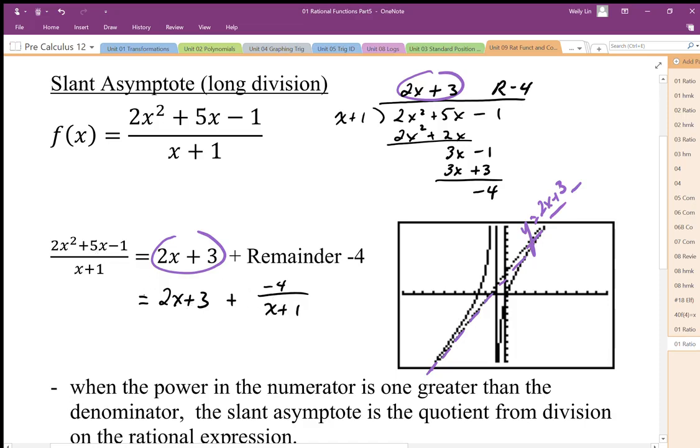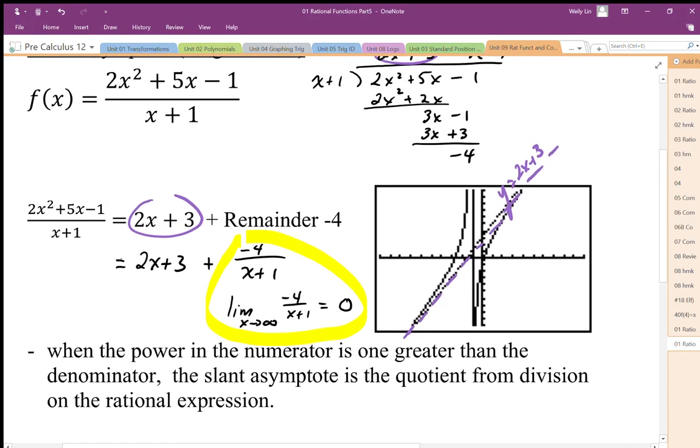And as x gets really, really big, the graph starts behaving like 2x plus 3, because this expression essentially tends to 0. So the limit as x goes to infinity or negative infinity of negative 4 over x plus 1: the denominator gets really, really big, so essentially this term here becomes insignificant. So the graph starts behaving like the 2x plus 3 equation. Thus it becomes asymptotic with that purple line.